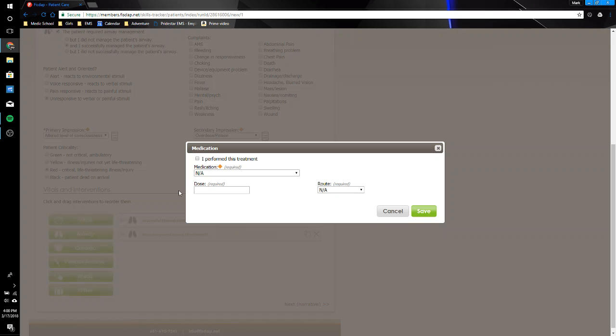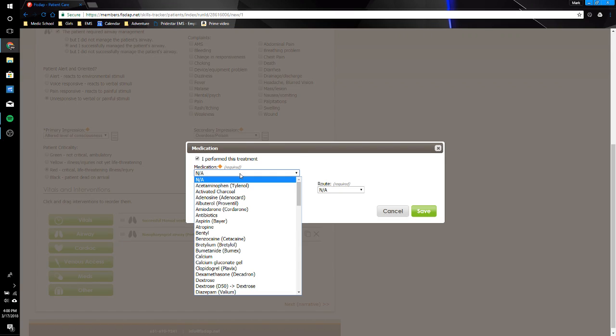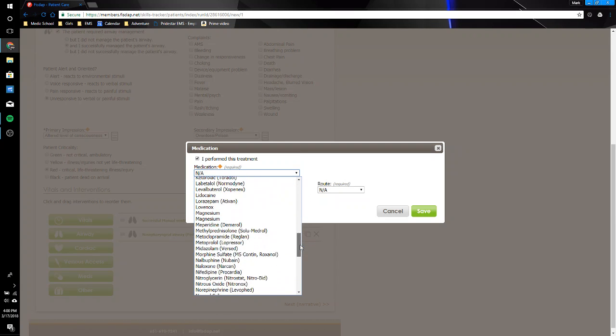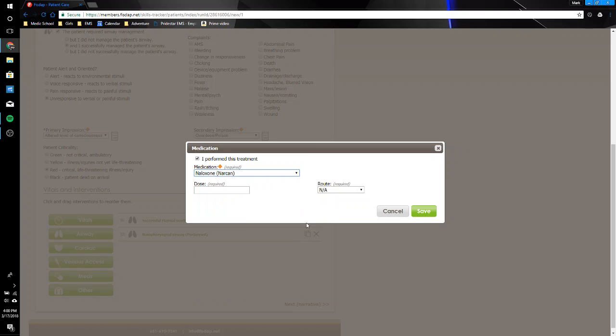And then under medications, I pushed the med. Right, so we gave him some naloxone. And what did we give him? We ended up having to give him 2 milligrams. All right, and we did this via the intranasal route. So we'll do that.